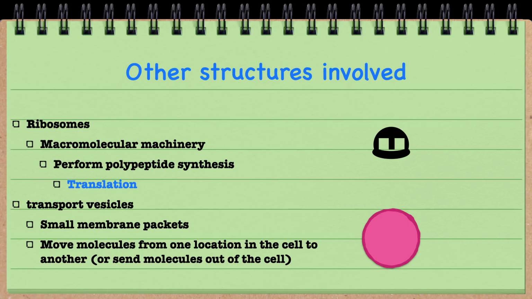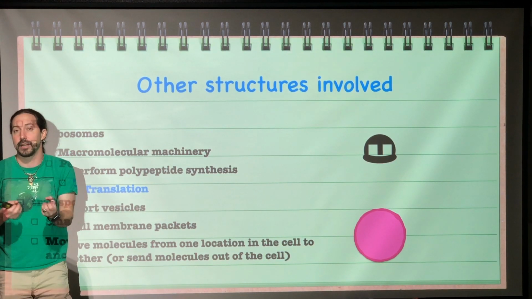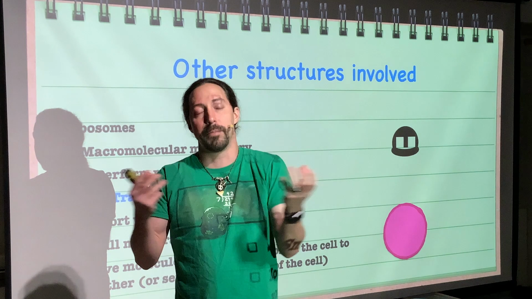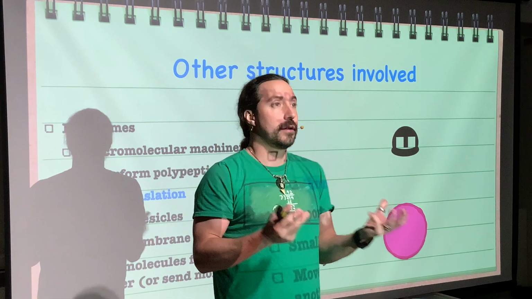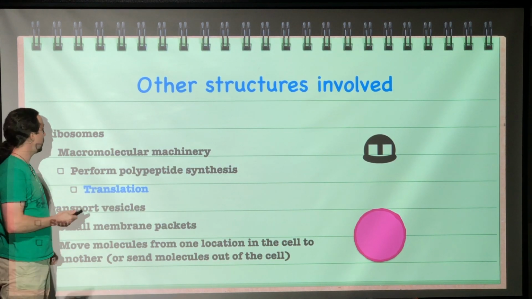And the other structure that is involved is transport vesicles, which could have the polypeptides inside them that would be sent out from the rough endoplasmic reticulum to the Golgi bodies, and then from the Golgi bodies to the plasma membrane of the cell. That is going to be how our transport vesicles can be used.